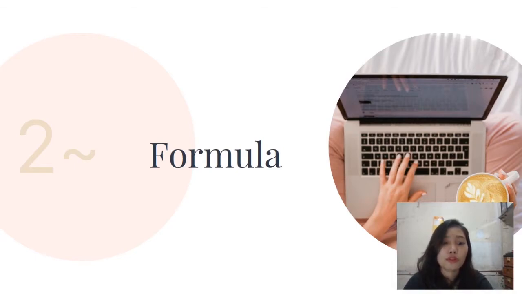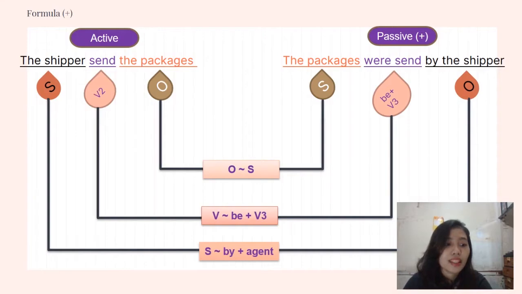We discuss further how to make a passive sentence with the formula on the slide. This is the formula for making a positive sentence. From the active sentence, we first determine which is the subject, object, and verb. Here the sentence reads: shipper sent the package, where the shipper becomes the subject, sent becomes the verb, and the package becomes the object.